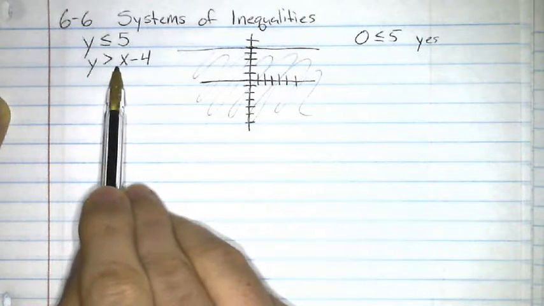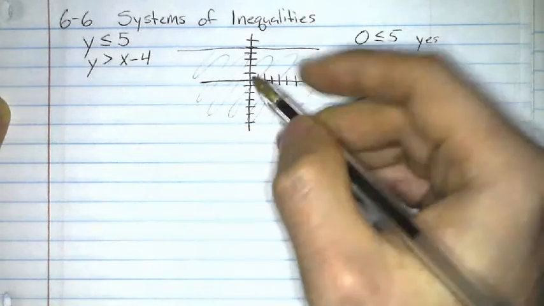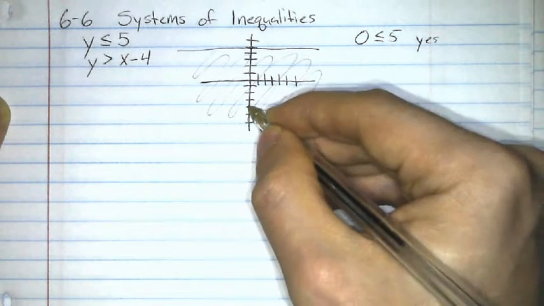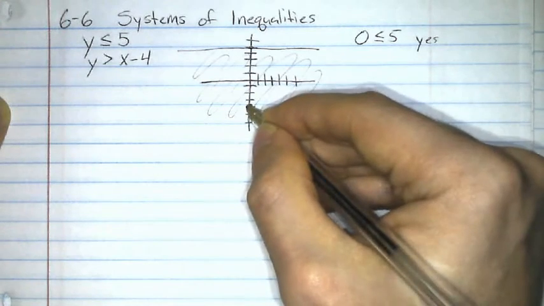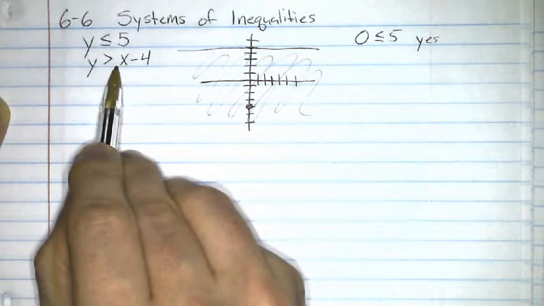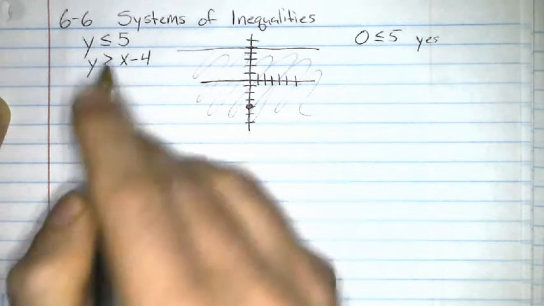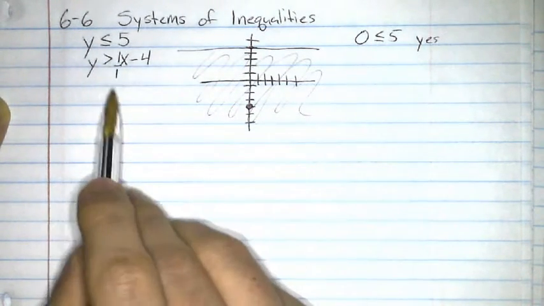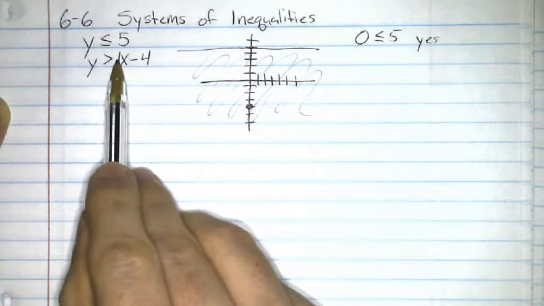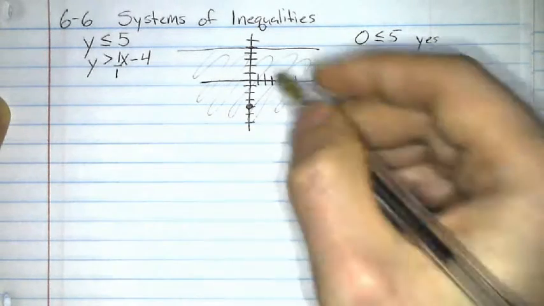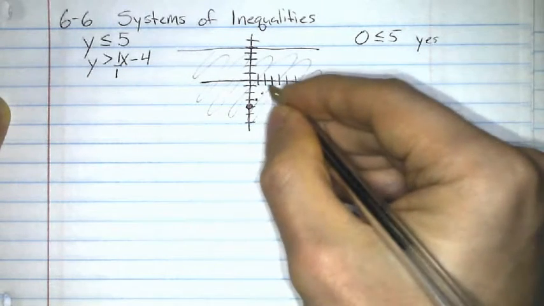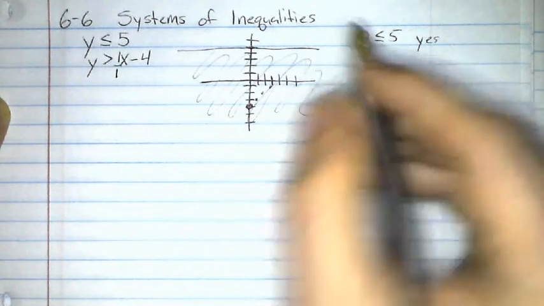Next, we have y greater than x minus 4. So I go from the origin 4 down, 1, 2, 3, 4. And since I don't see a number here in front of the x, I assume the coefficient's 1. To make that a fraction, I put it over 1. So our slope is 1 over 1, or 1 up and 1 to the right. So 1 up, 1 to the right, 1 up, 1 to the right, 1 up, 1 to the right, and so forth. You get the idea?